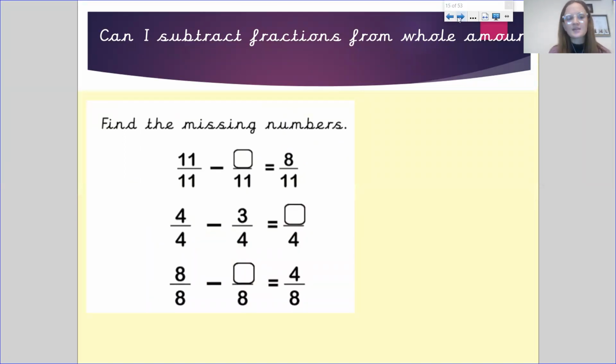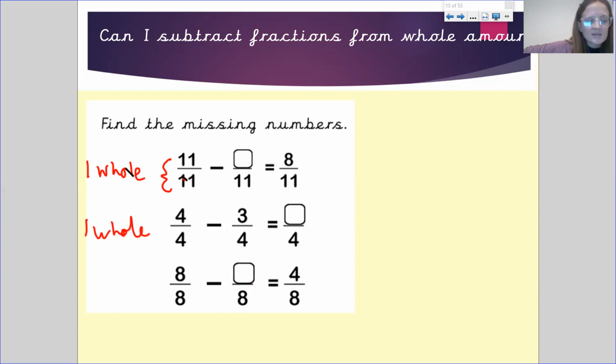So the question says, find the missing number. And if you were paying attention in the previous slide, you will see that we are starting with a whole number. This number here is 11 over 11, which I said in the previous one gives you one whole. 4 over 4 is one whole, and 8 over 8 is one whole. Okay, so we're starting with a whole number. So use your bar chart to help you with this.